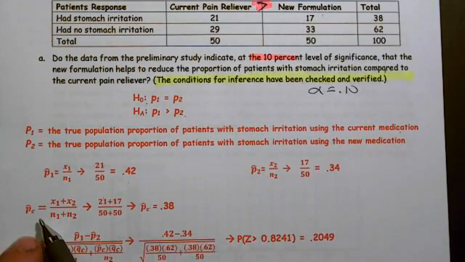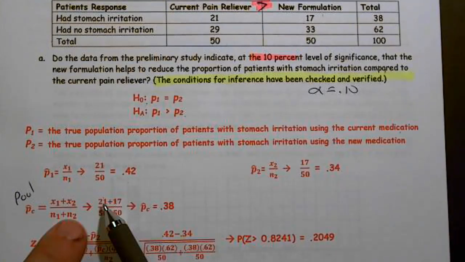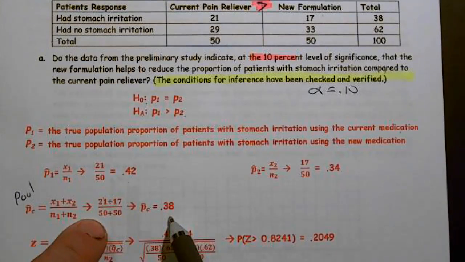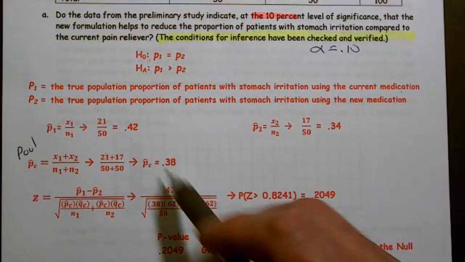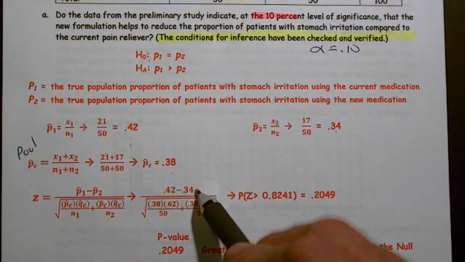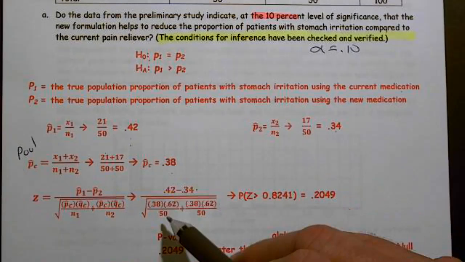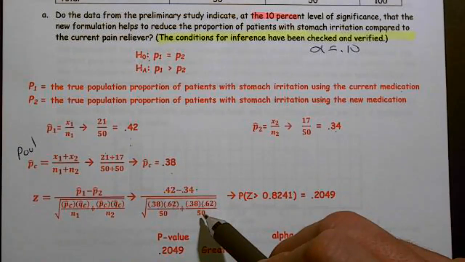And we need to make sure that we show how we pool. So we have to include this part. We have to show this work. So 21 plus 17 over 50 plus 50, and that gives us 0.38. So this is our pooled proportion. And we'll go ahead and plug into our formula. And you had to have these values. So the 0.42 came from here, the 0.34 came from that. And then the 0.38 here, and one minus 0.38 is 0.62. And they both happen to be over 50. So in this case, that ended up being exactly the same.